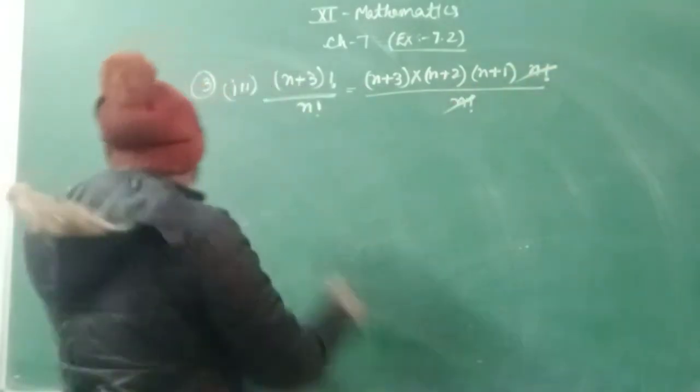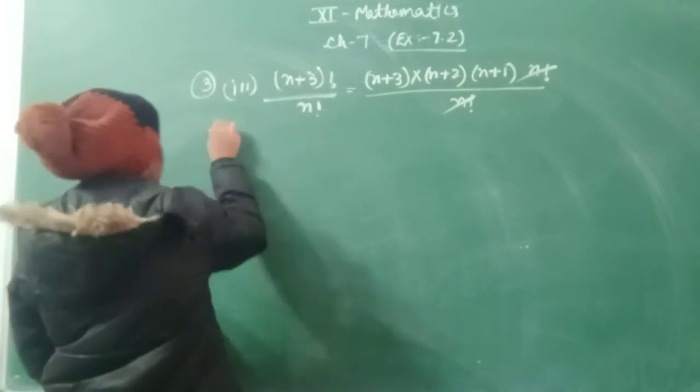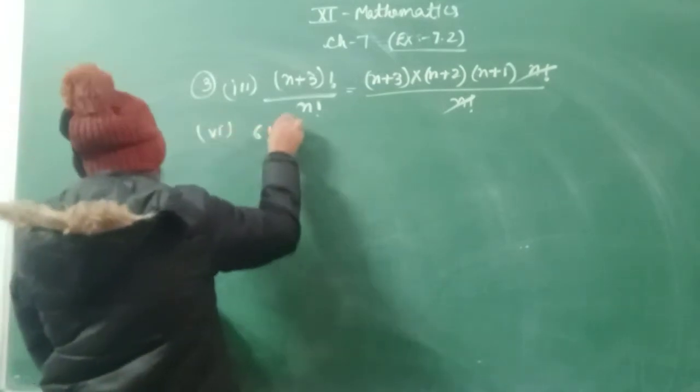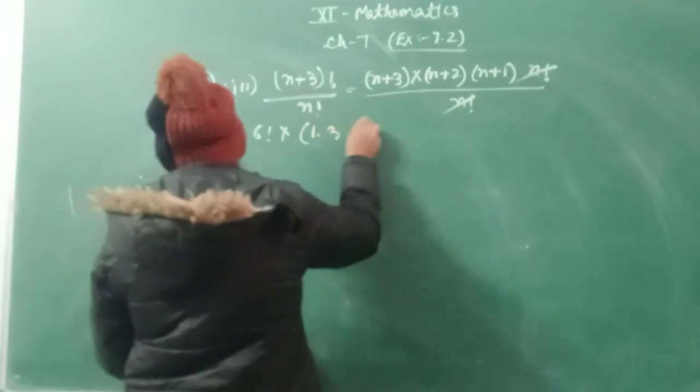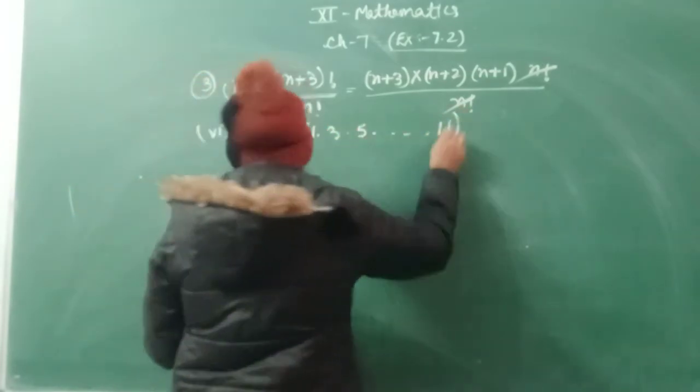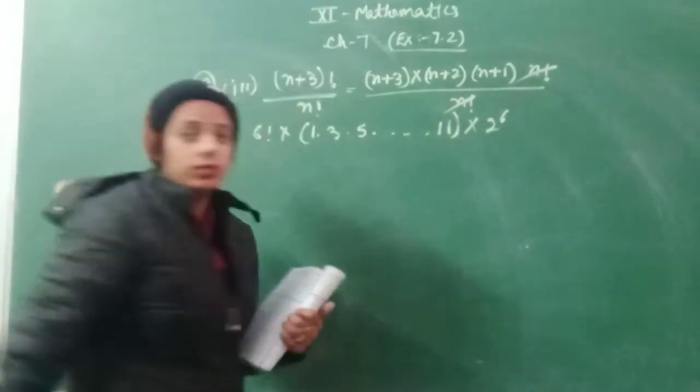Clear? Come to the next question. There is the sixth part also. 6 factorial into 1 into 3 into 5 dot dot dot 11, that is the odd numbers, and 2 power 6.